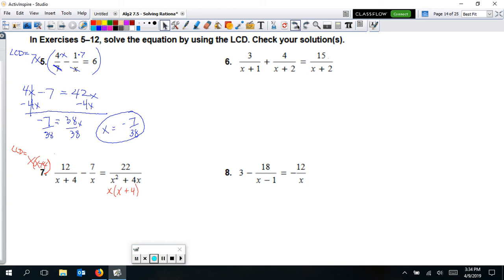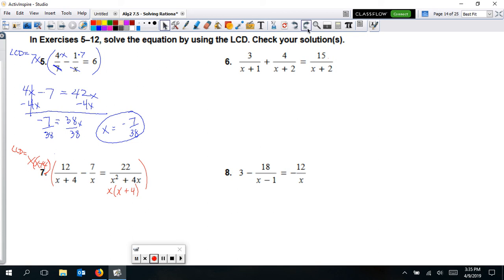So our LCD's got to have an x and an x plus 4, okay? Because this one we can make our LCD by just multiplying by x. This one we just need to multiply by the x plus 4. So this is actually the LCD. This has the LCD in it. So now we're going to put parentheses around the entire thing to show we're going to multiply this whole entire equation by our LCD.